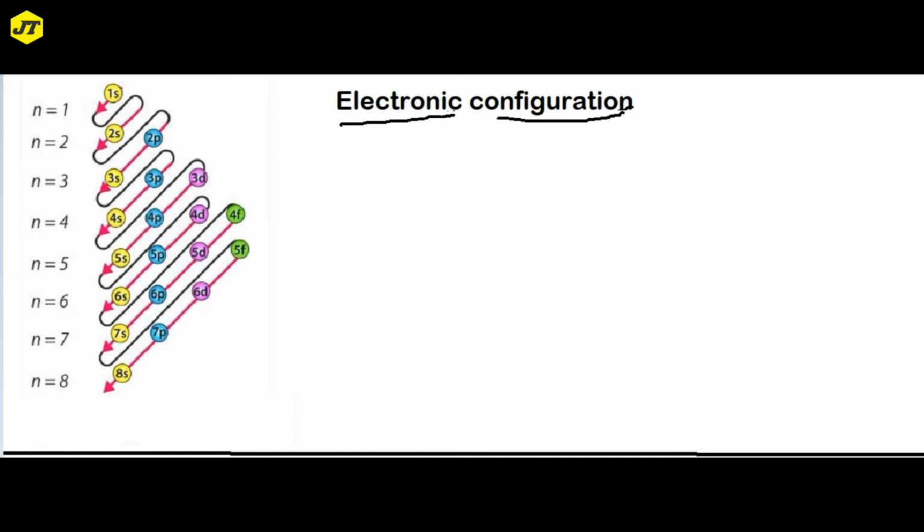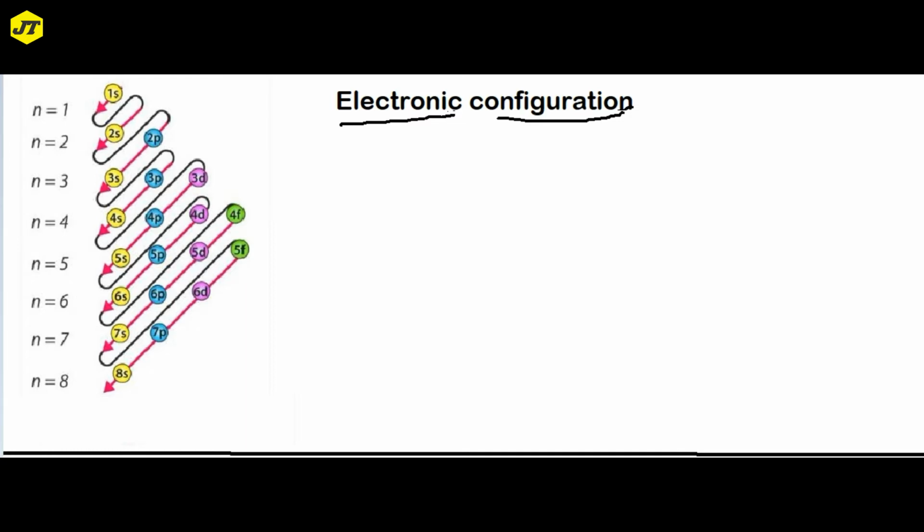What is electronic configuration? Electronic configuration of an atom is the representation of an arrangement of electrons distributed among the orbital shells and subshells. Once again repeating, electronic configuration of an atom is the representation of the arrangement of electrons distributed among the orbital shells and subshells.